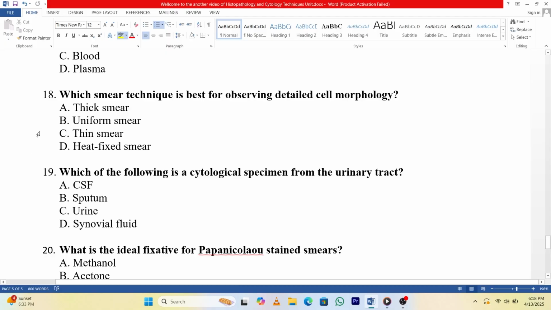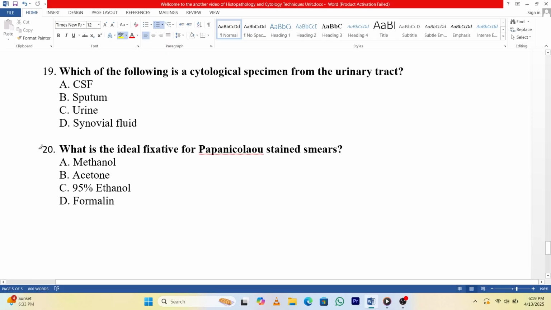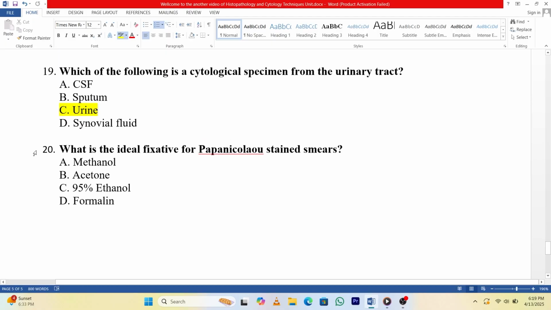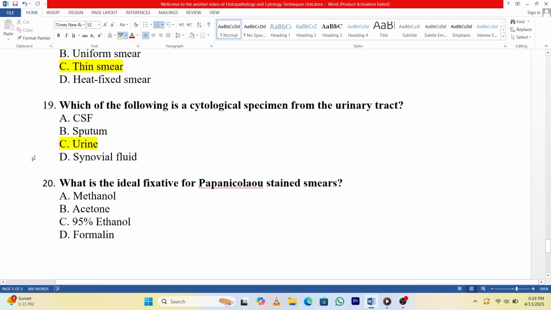Answer: C. 19. Which of the following is a cytological specimen from the urinary tract? A. CSF. B. Sputum. C. Urine. D. Synovial fluid. Answer: C. 20. What is the ideal fixative for Papanicolaou stain smears? A. Methanol. B. Acetone. C. 95% ethanol. D. Formalin. Answer: C.